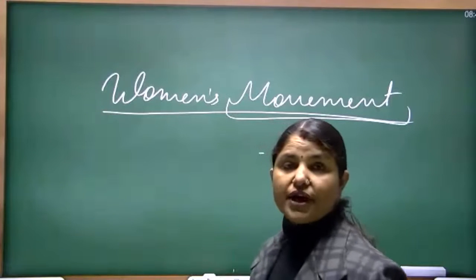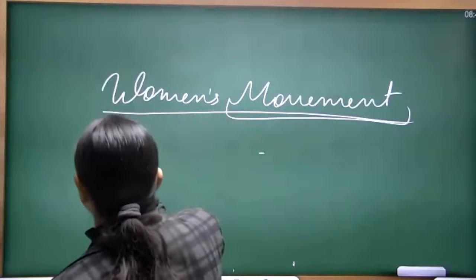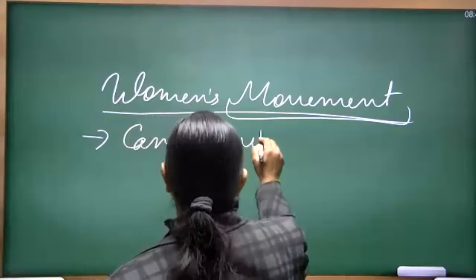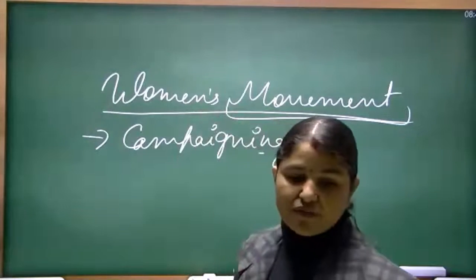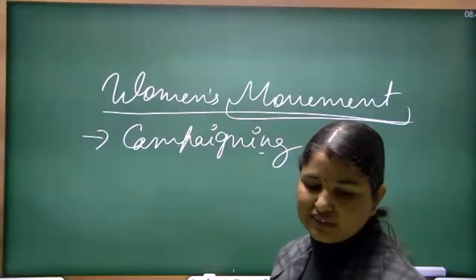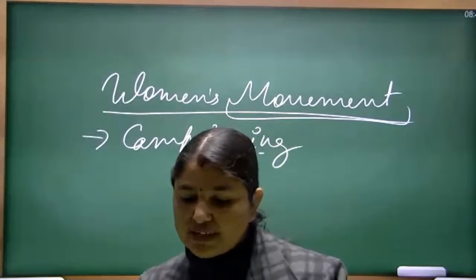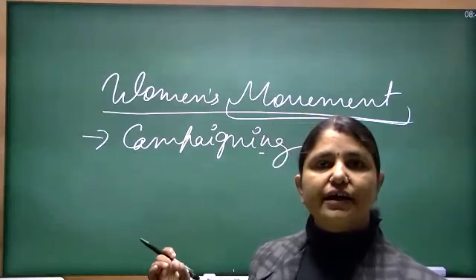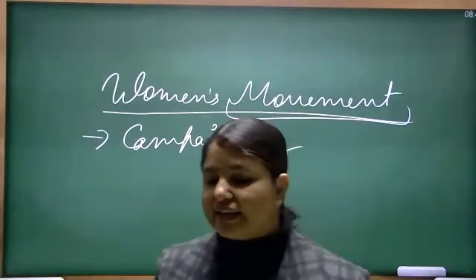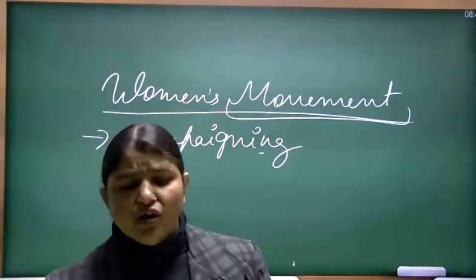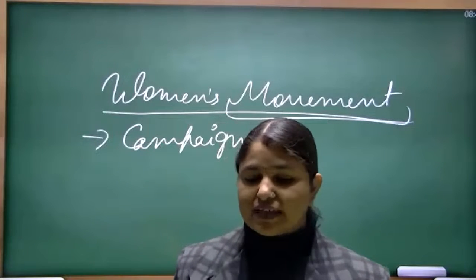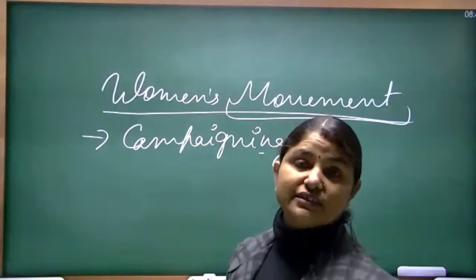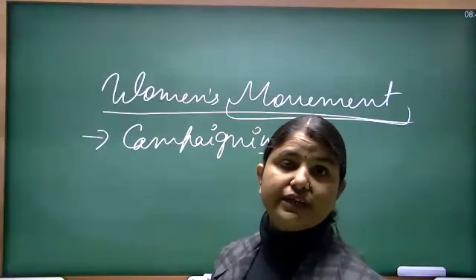First of all, the way by which they were doing the struggle was campaigning. Now you will say, ma'am, what is campaigning? Please tell us. Campaigning means when many women come together and take out rallies in the society. Okay, that manner they were doing. And why were they doing all that? They were doing all that to get justice and equality in the society.